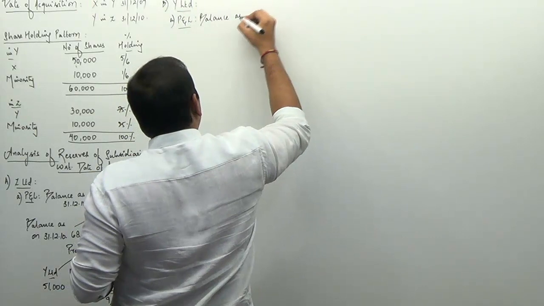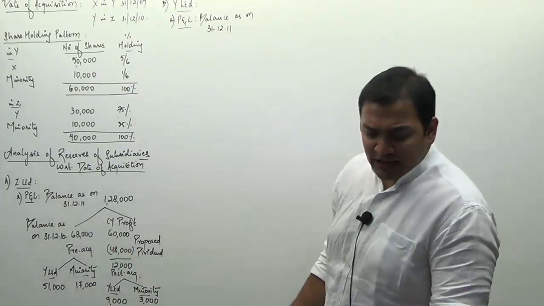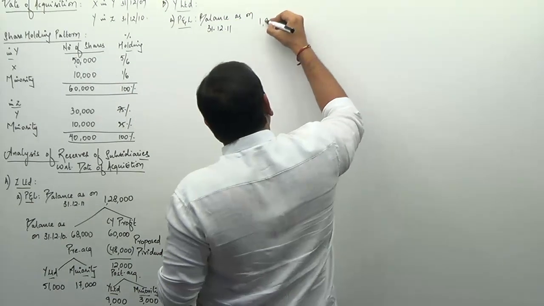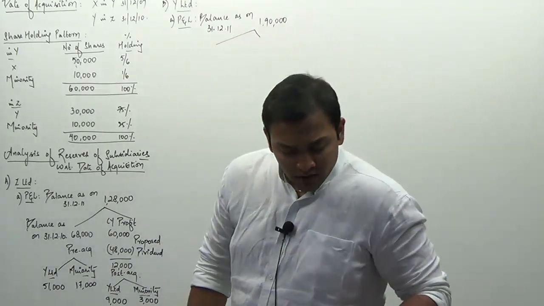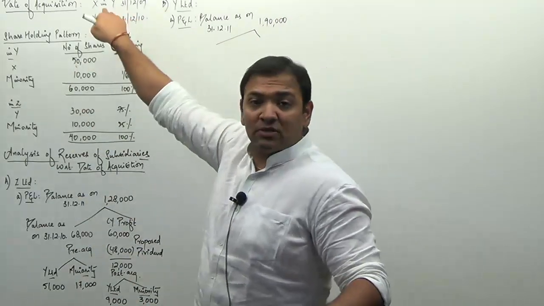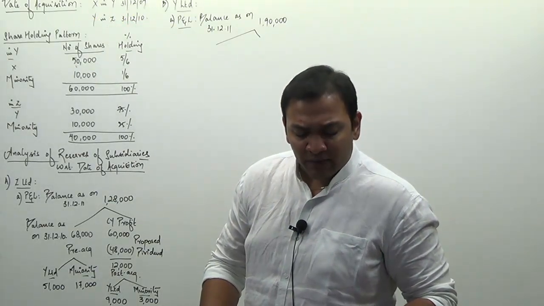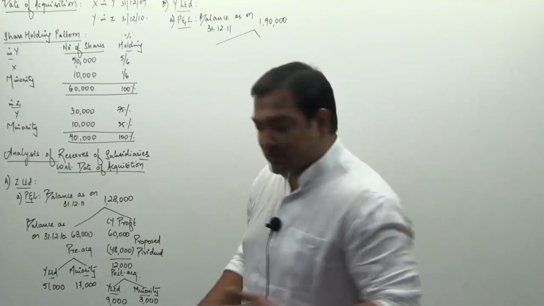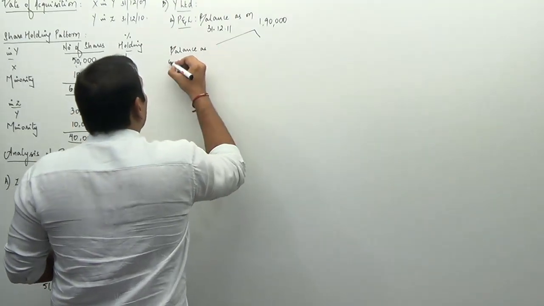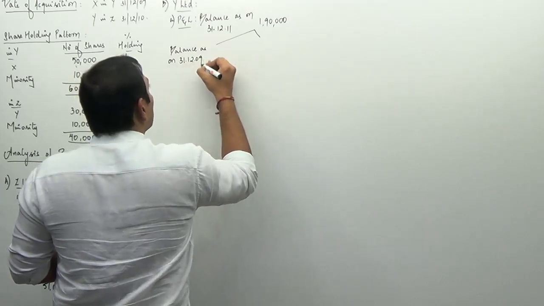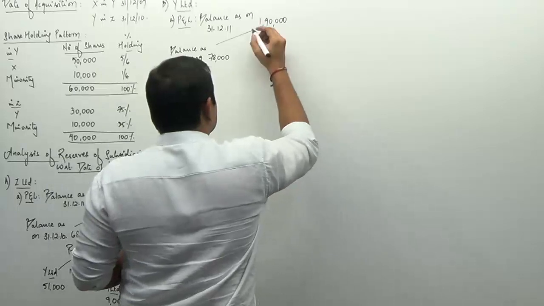Start with balance as on 31st December 2011. Balance as on the balance sheet date in Y Limited is 1,90,000. Split the profits. What is the date of acquisition of X and Y? 31st December 09. What is the amount of profit? The P&L as on 31st December 2009, after a dividend of 12%, that means after deducting dividend, is 78,000. Balance as on 31st December 2009, 78,000. 2 years profits exist now.